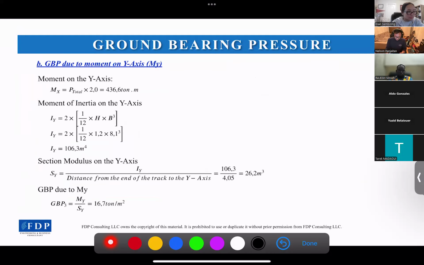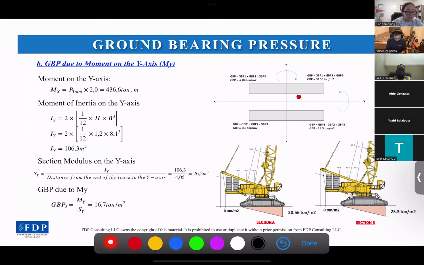Now we continue by combining the ground bearing pressures. First is the normal ground bearing pressure. I call it GBP1. For this ground bearing pressure, all sides of the tracks get the same pressure, right? So that's why I put it here as positive at all positions. The second is the ground bearing pressure due to the moment X. I call it GBP2.